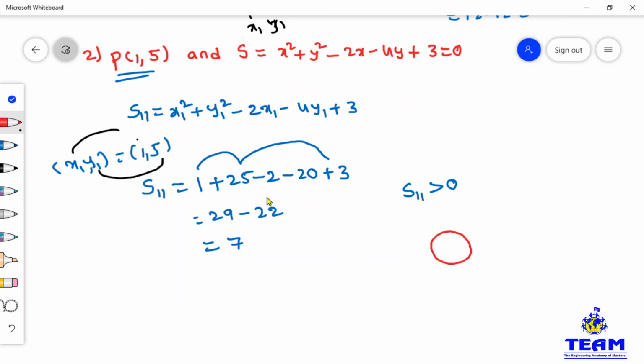If you consider the circle is this one, the point is maybe either here or here, whatever it may be. This is exterior of the circle. That's it. Is it clear? Next, if you want, you can solve one more problem. Same, friends, I am just changing the point. Then we will see what will happen.